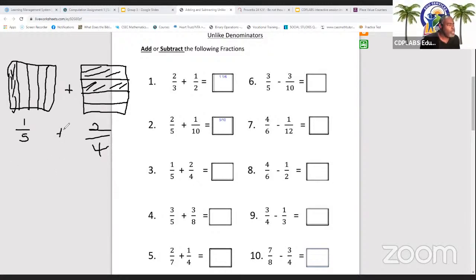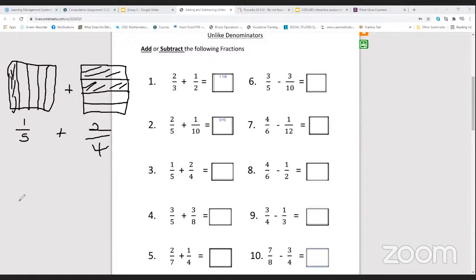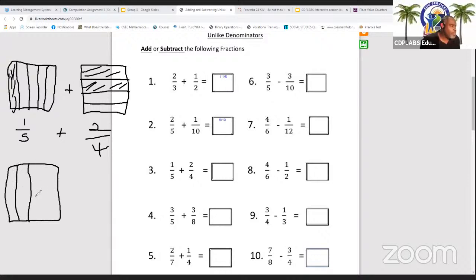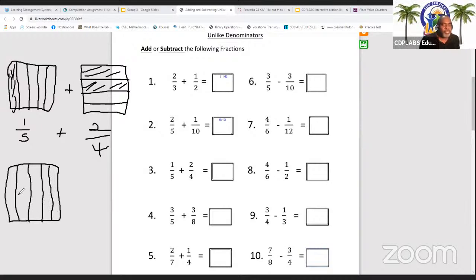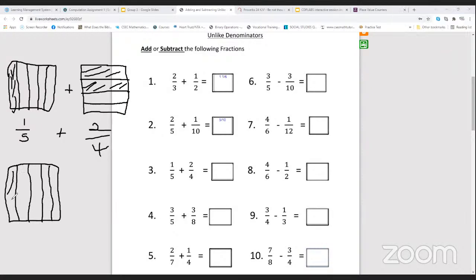So you're going to draw a third rectangle, 5 parts. We're working from the first one. Good, I like that one. Working from the first one, 5 parts. Continue now. So you shade 1 part of that. Next.